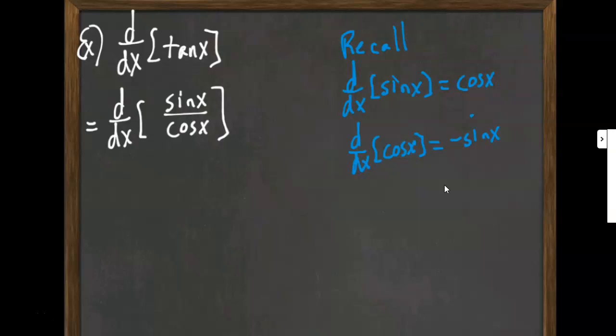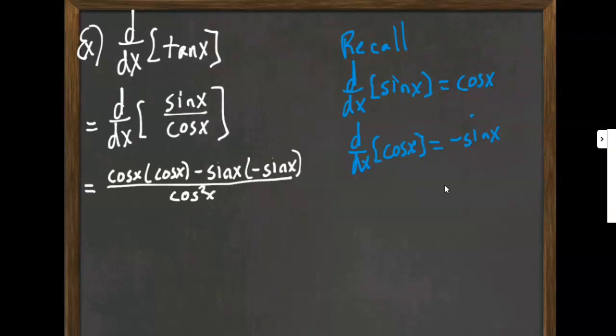As we approach this problem, this time I'm not going to write out all of the detail as I've done in some of the other examples. So that's going to be cosine x times the derivative of sine. Right, bottom function times the derivative of the top, and the derivative of sine is cosine, minus the top function, sine x, times the derivative of cosine, which is negative sine x. And then that's all going to be over the bottom function squared, so all of that over cosine squared.